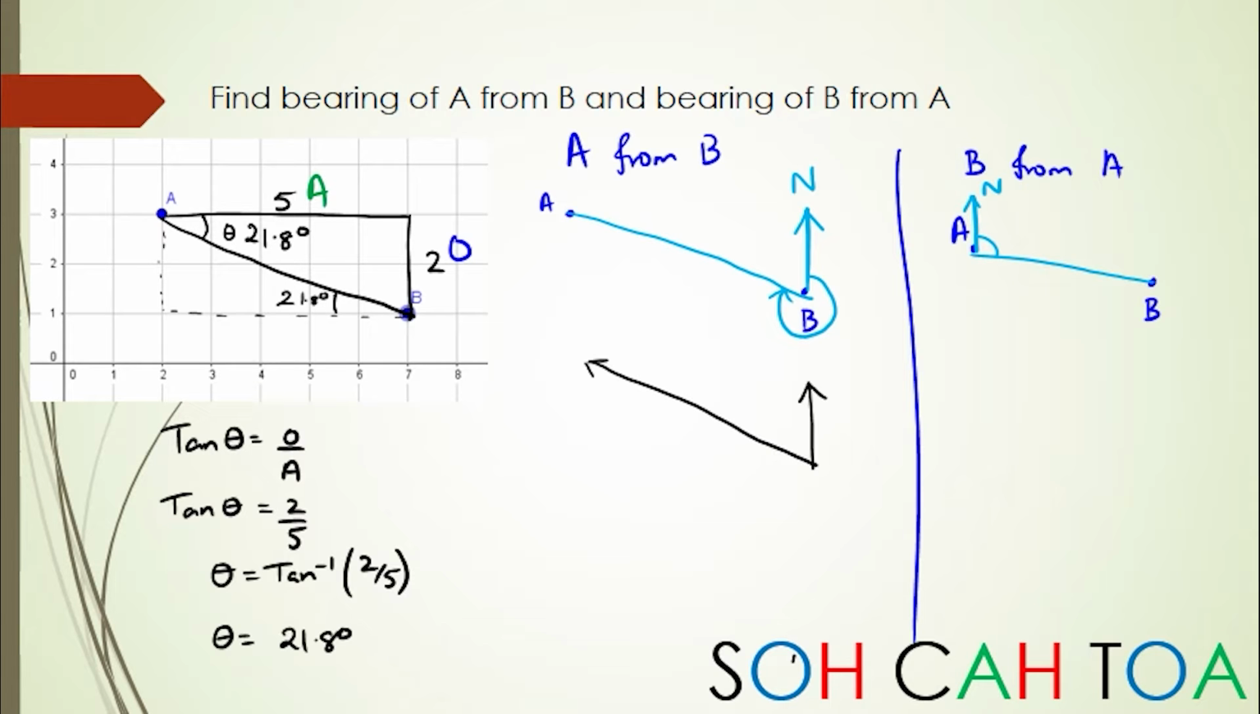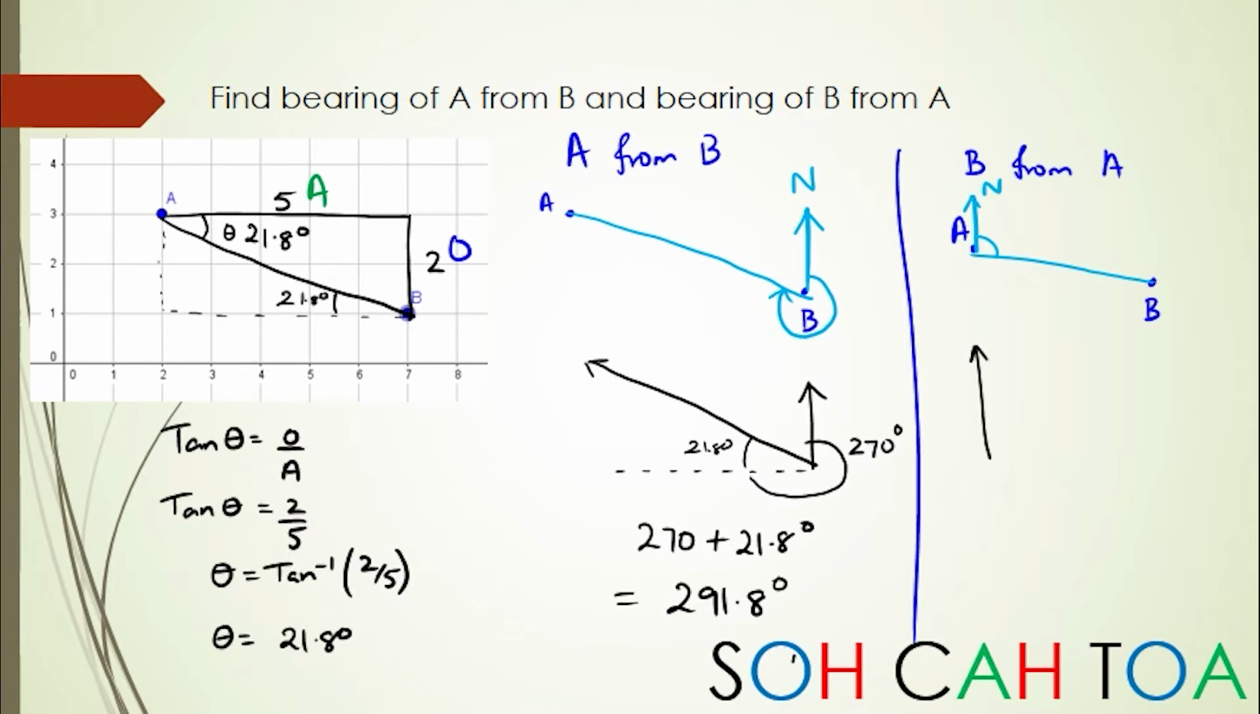Okay, what I have is this angle here, which happens to be 21.8 degrees. But I also have 270 degrees this way. So that means the bearing of A from B is going to be 270 plus 21.8 degrees, which equals 291.8 degrees.